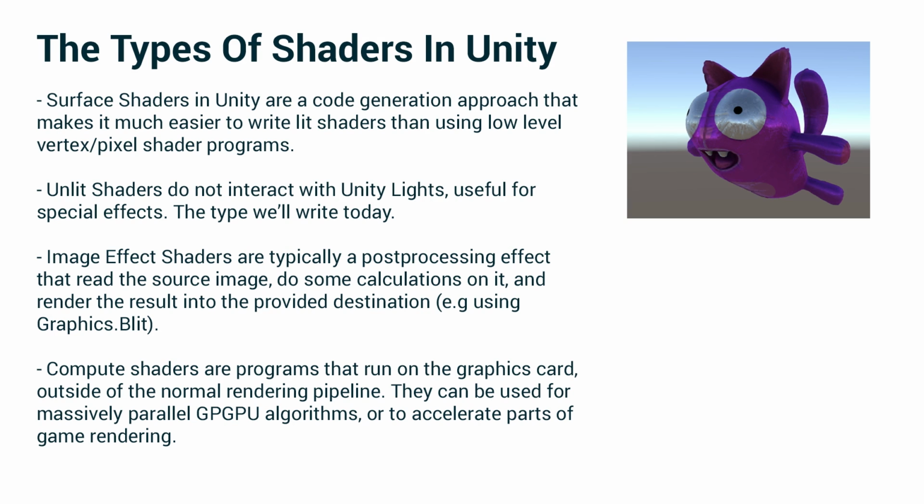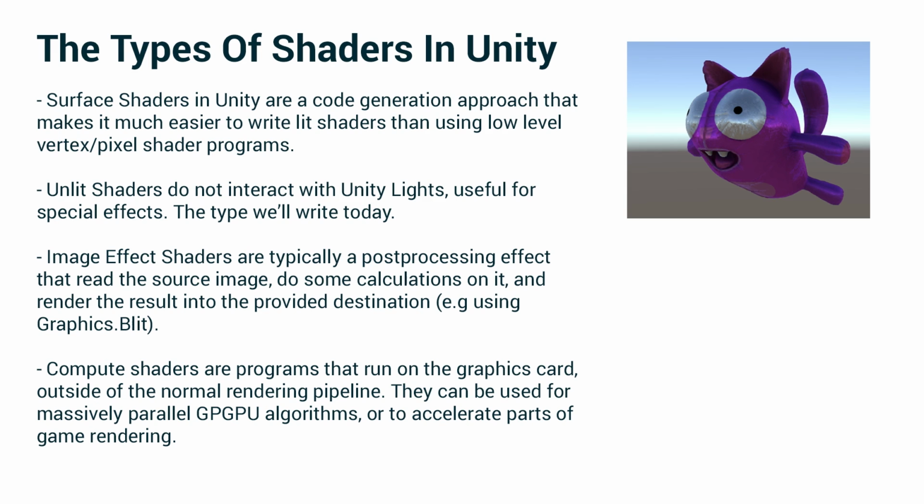Image effect shaders are typically a post-processing effect that reads a source image, does some calculations on it, and then renders the result into the provided destination or render target, for example, using graphics.blit. So the most common use for image effect shaders is to take the image that's being rendered by the camera, apply some processing to it, like maybe bloom or depth of field or some kind of color correction, and then pass that out to be displayed on the screen, right? So we're effectively treating the whole screen as a texture that we apply some processing to and then display.